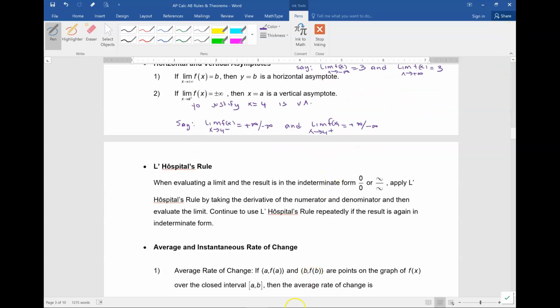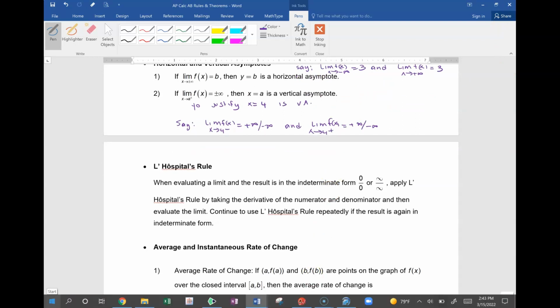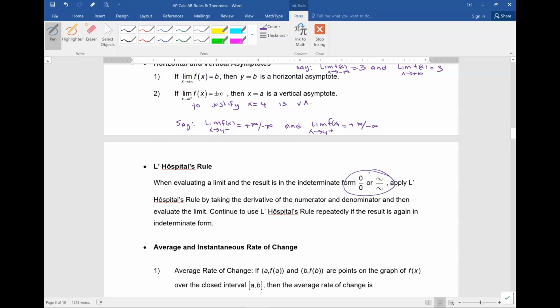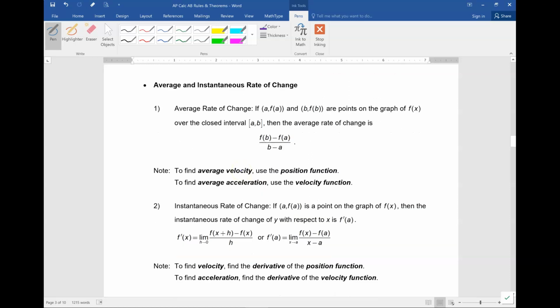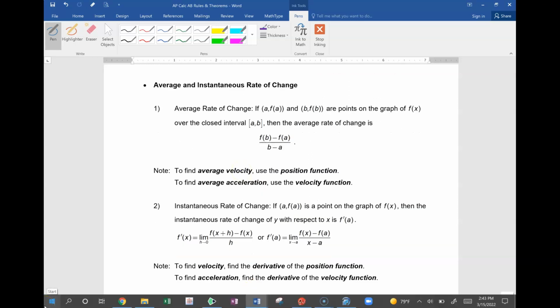Okay, L'Hopital's rule. Everybody's an expert now. The premise is that it's indeterminate form. Then you can apply L'Hopital's rule, and remember, you can continue to use it as necessary. Now, here's where sometimes things get a little confusing with different functions.